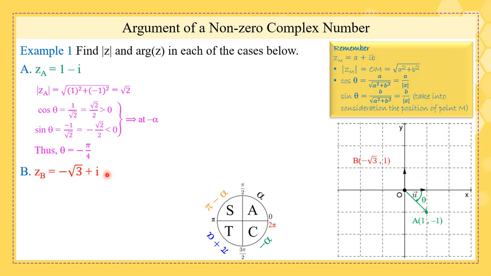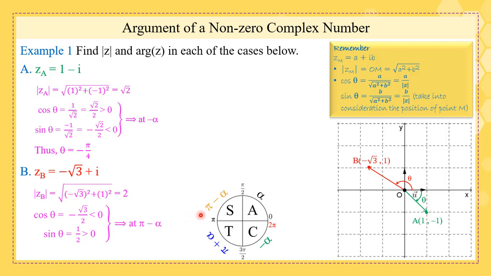This is Z_B. If we locate it, it's somewhere here. You see it's in the second quadrant. This is theta, the required angle. And in the second quadrant, this means that we are with pi minus alpha. Now, if we find the modulus of Z_B, we get 2, cosine theta, sine theta. You see here the cosine is negative, the sine is positive. So this verifies that what we got before is correct. We are here in the second quadrant with pi minus alpha. So we find the angle using the calculator, then we subtract it from pi.